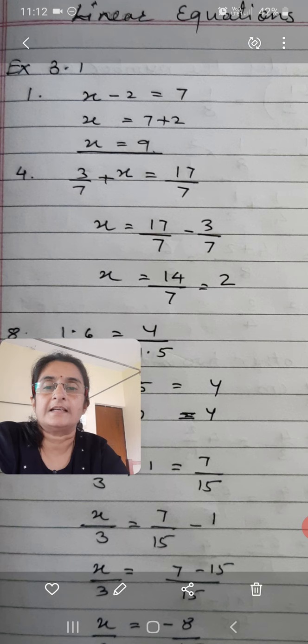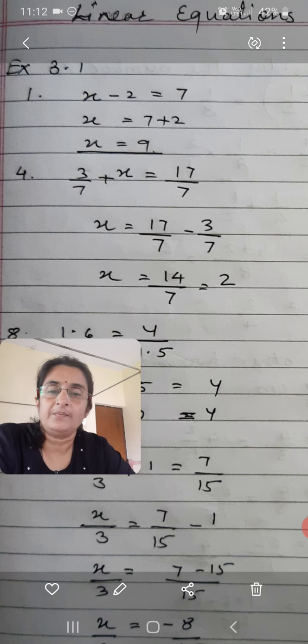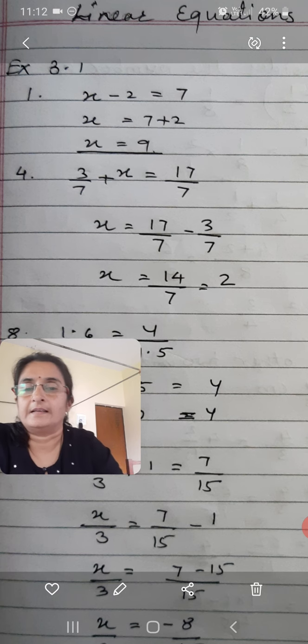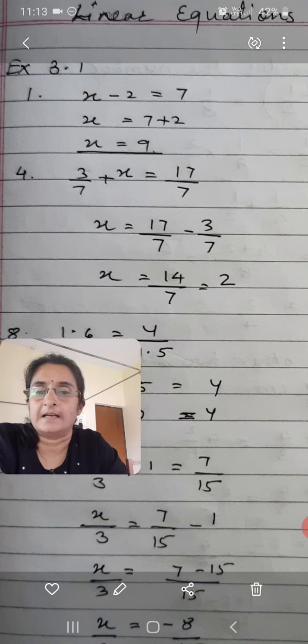Go to the next one, that is the fourth one. 3 upon 7 plus x is equal to 11 upon 7. Now we'll keep x as it is on the left hand side, and we'll transpose 3 upon 7 to the right hand side, and that becomes negative now. Now what is the base of those equations? That is 7. So no need to make the bases equal, already they are equal. So how does the subtraction go? 11 minus 3 is 8 upon 7.